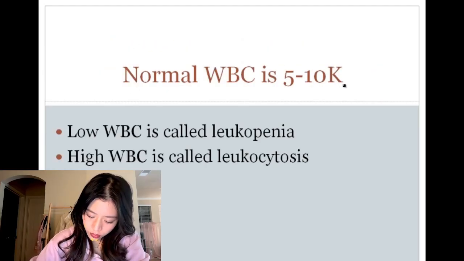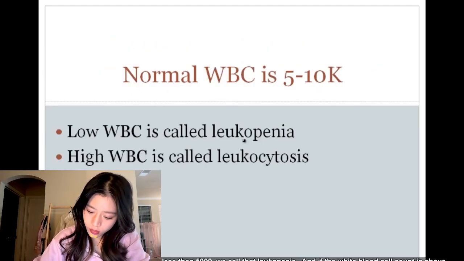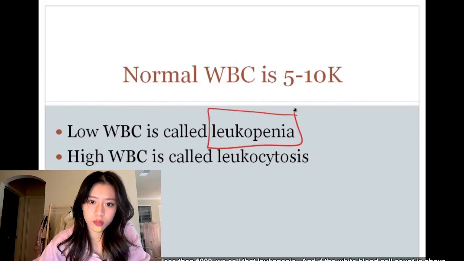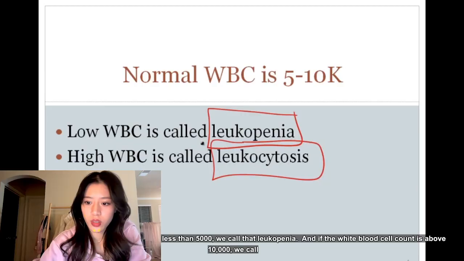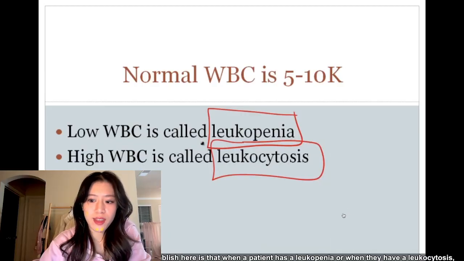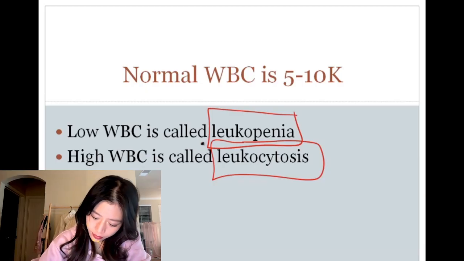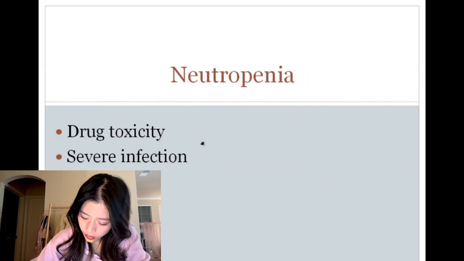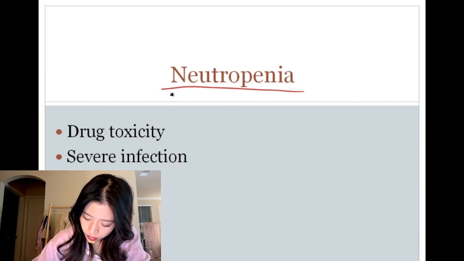The normal white blood cell count is about 5 to 10,000. If the white blood cell count is less than 5,000, we call that leukopenia. And if the white blood cell count is above 10,000, we call that leukocytosis. Now, what I'd like to establish here is that when a patient has a leukopenia or a leukocytosis, it is usually predominantly due to one cell type. For example, one possibility is something called neutropenia. Neutropenia refers to a low number of circulating neutrophils.